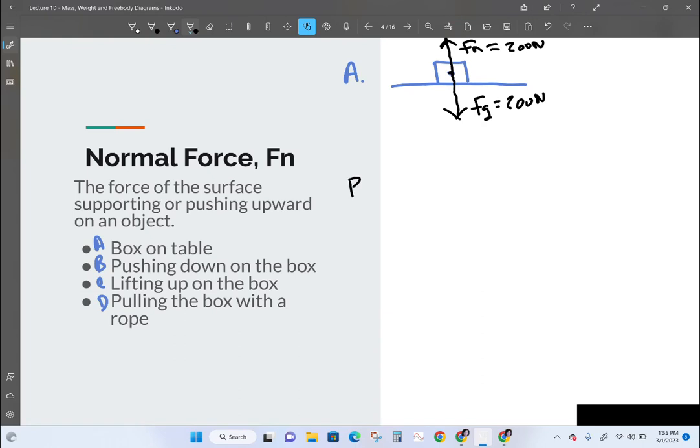What if I push on the box? Okay, let's say that I push down on the box. So let's say it's still the 200 Newton box.